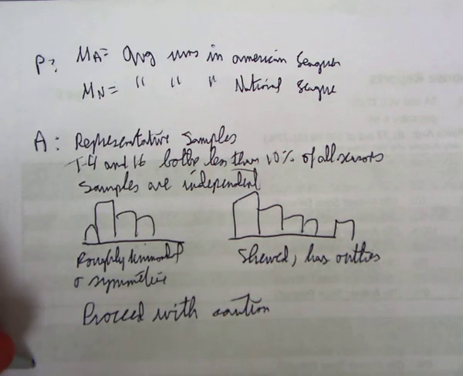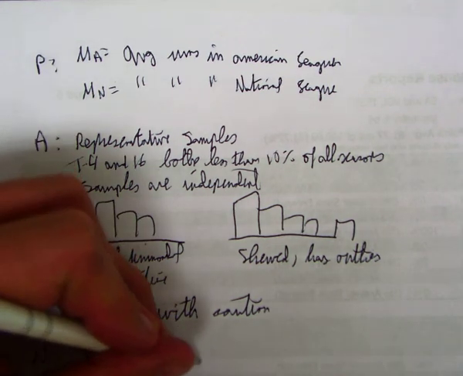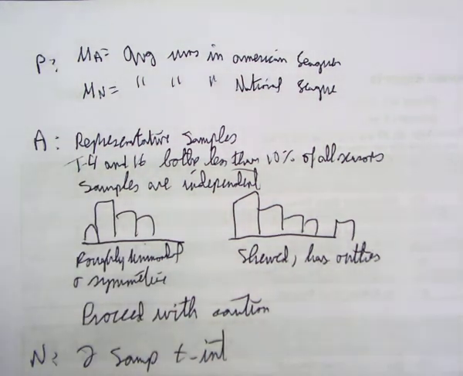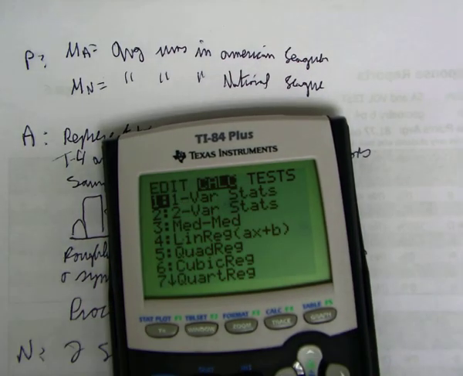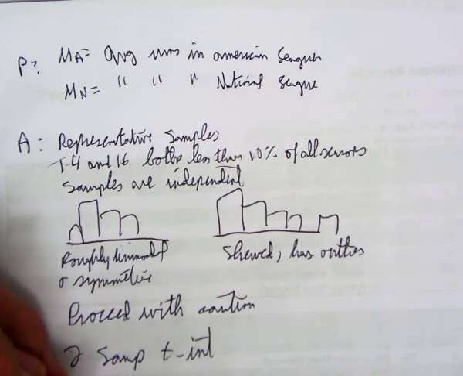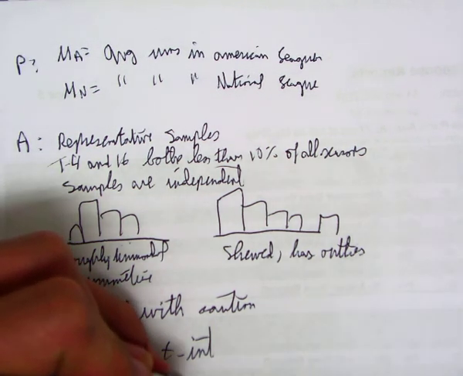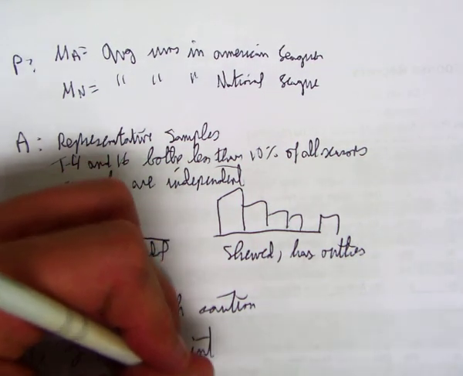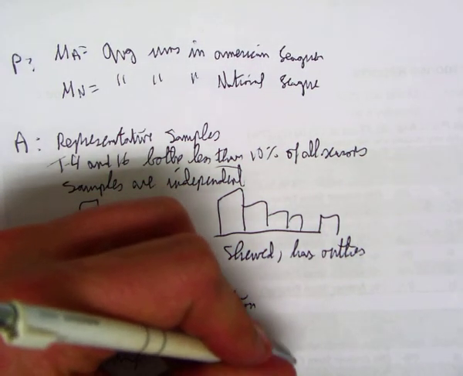Alright. This is going to be a 2-sample T-interval. And then we got to get all of our key players, right? So stat, calc, one-var stats. So that's all for the National League. So, I'm sorry, the American League. So x bar for the American League is 9.81. Standard deviation for the American League is 0.805, and n for the American League is 14.